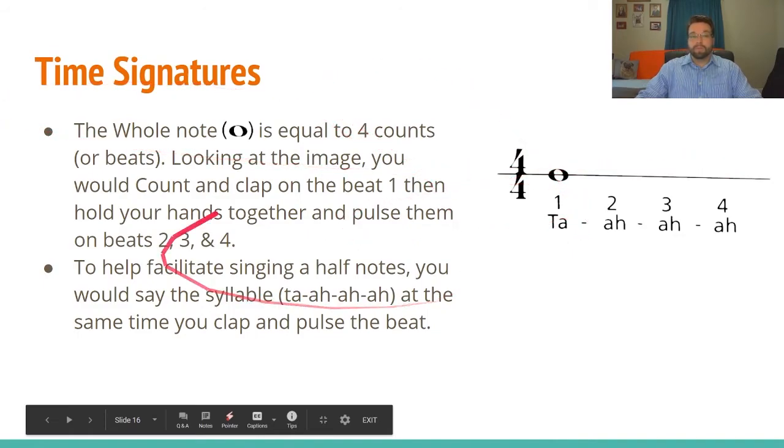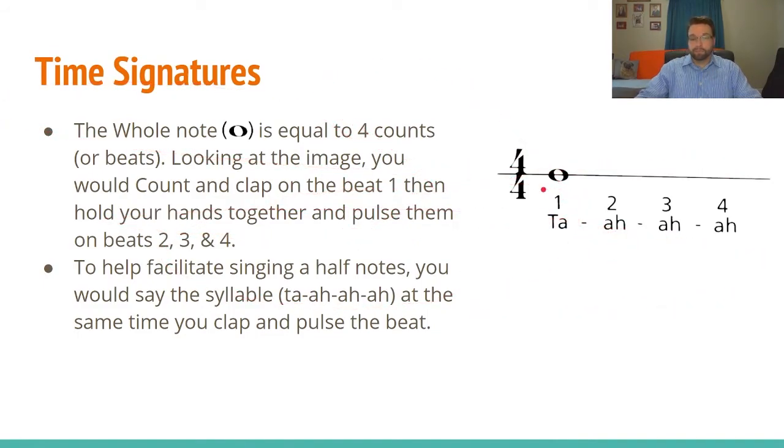The whole note. The whole note here. We see that the whole note we know is held for 4 beats. So if we were to sing this pitch, we would count all 4 beats here. 1, 2, 3, 4. But the vowel that we say with these syllables here at the bottom would be all tied together. So we'd have one instance of a ta, and then the ah is pulsed all the way through beats 2, 3, and 4. So this would sound like this.